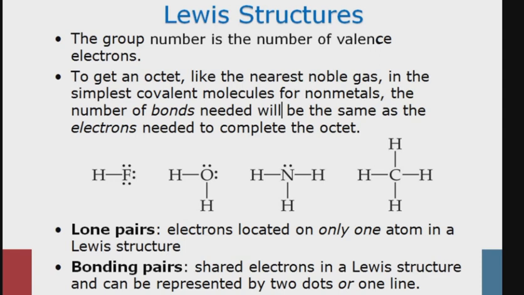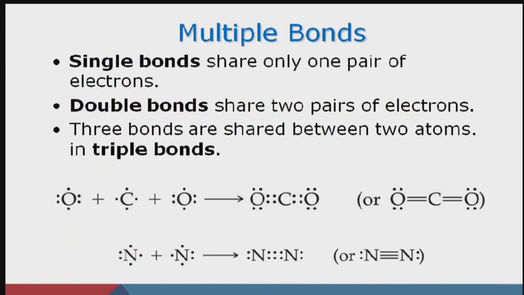Next po. Multiple bonds. First is single bonds. They share only one pair of electrons. Second, double bonds. Share two pairs of electrons. And the last one, three pairs of electrons are shared between two atoms in triple bonds.